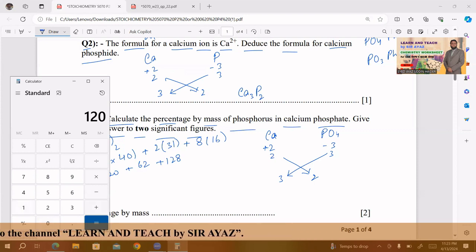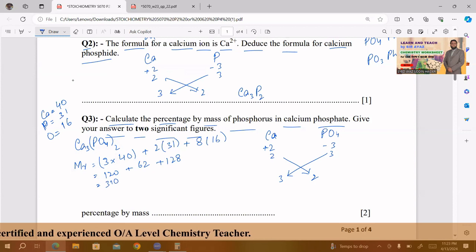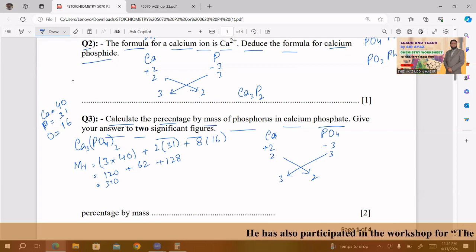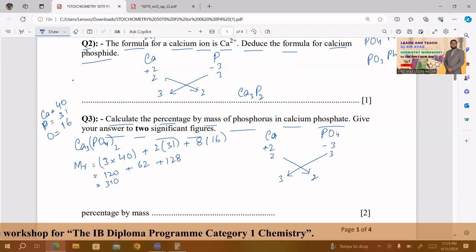120 plus 62 plus 128 gives 310. 310 is the MR of Ca3(PO4)2. Now they are asking to calculate the percentage by mass of phosphorus. We have 2 atoms of phosphorus, which means 2 will be multiplied by 31. So you will get 62.